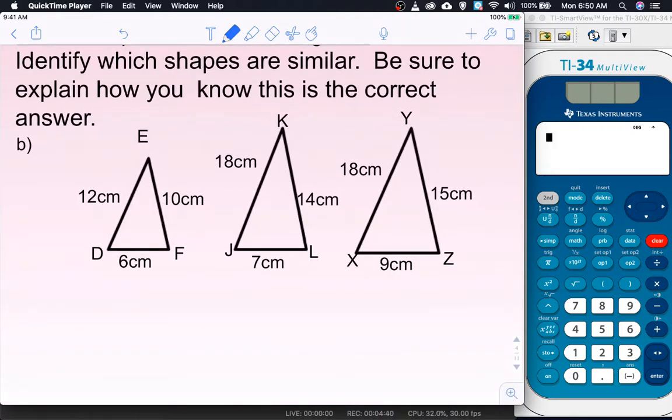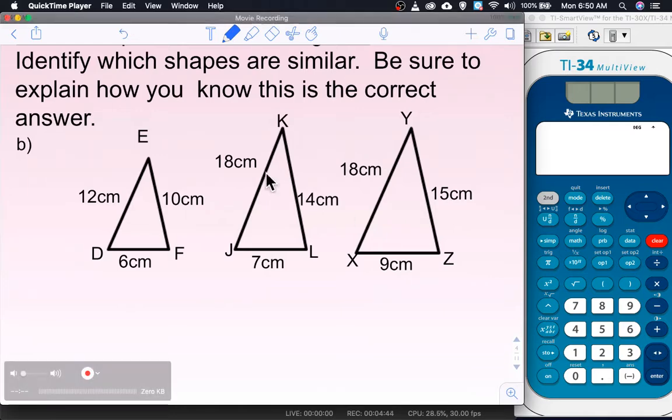The other property, the only other property, is the side lengths. Identify which shapes are similar. Be sure to explain how you know this is the correct answer. So this is a little bit more challenging. You can't necessarily just look at them right away and figure out which ones are similar.